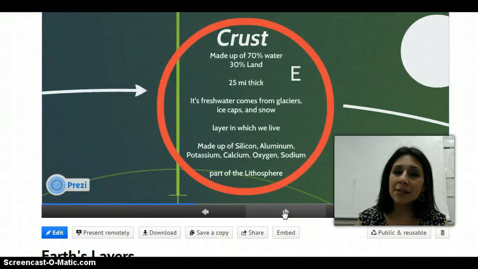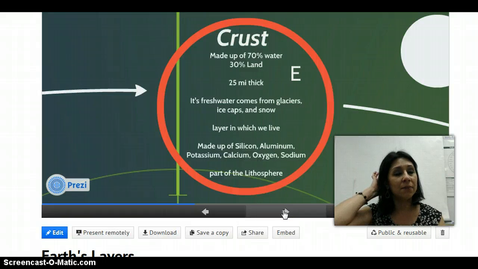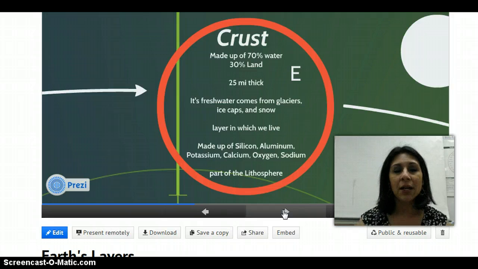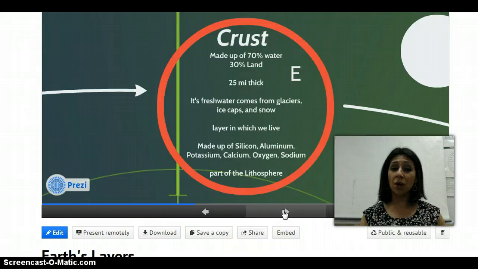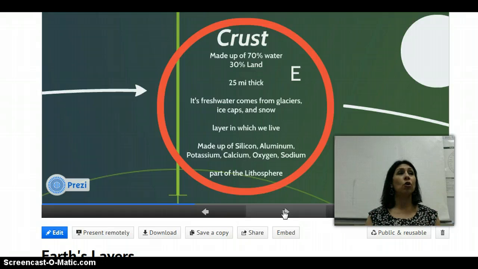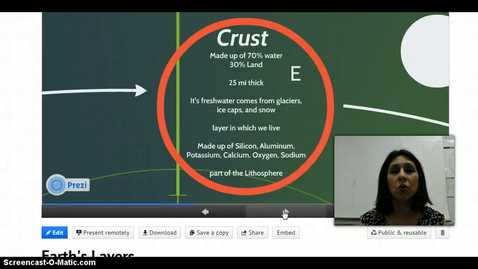Okay, and the crust, we learned that it is made up of 70% water and 30% land. We learned that the crust is 25 miles thick, that its fresh water comes from glaciers, ice caps, and snow. We learned that the crust is the layer where we live. The chemical composition of the crust is made up of silicon, aluminum, potassium, calcium, oxygen, and sodium. The crust is part of what scientists know as the lithosphere.